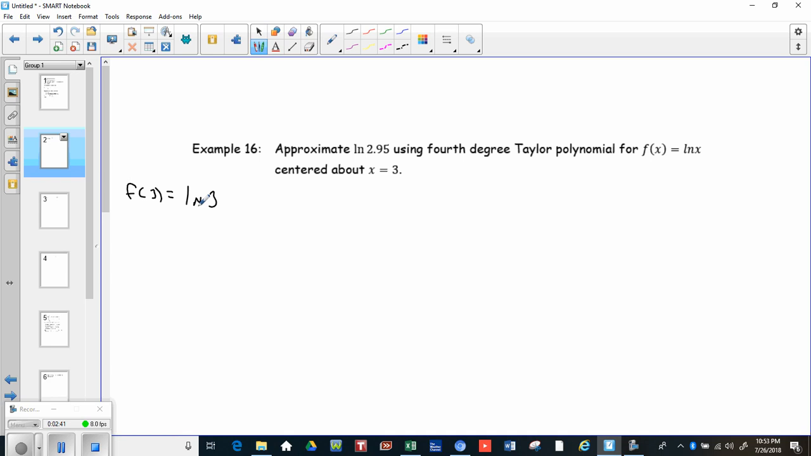We're going to need the derivative, f prime. So f prime of x is 1 over x. Evaluated at 3 is going to give us 1/3. We'll need f double prime. That's x to the negative 1, so we're going to get negative 1 over x squared. And evaluated at 3, we're going to get negative 1 over 9.